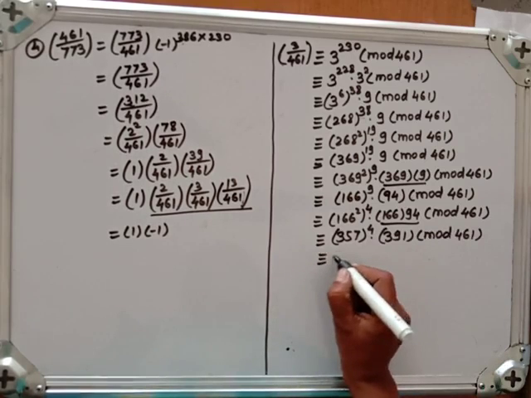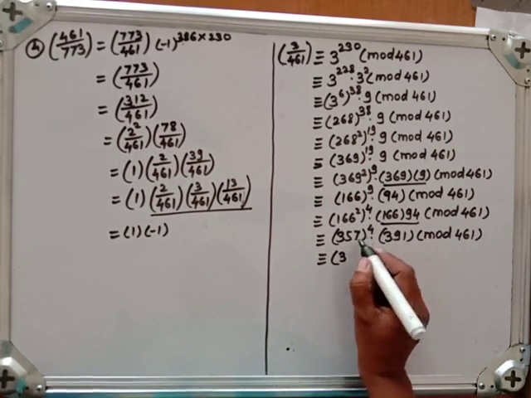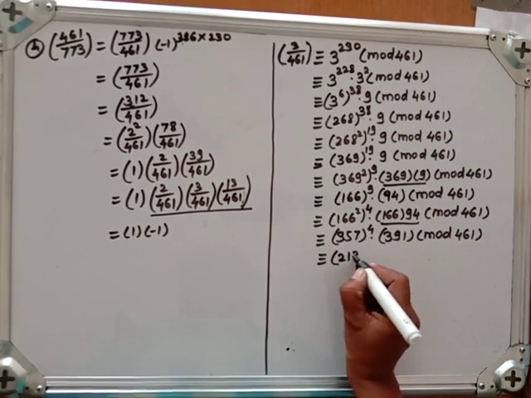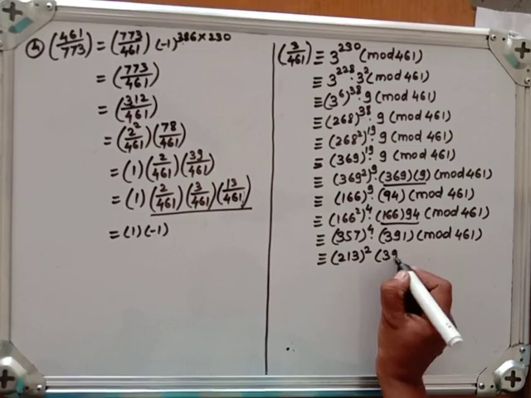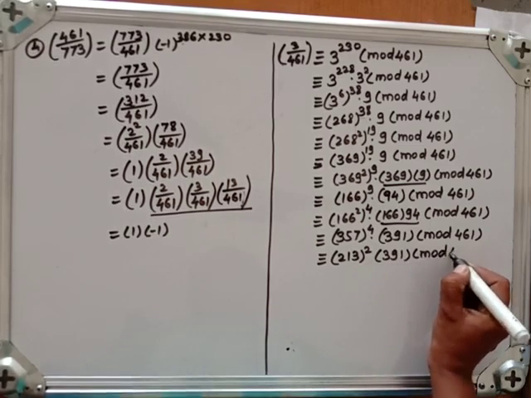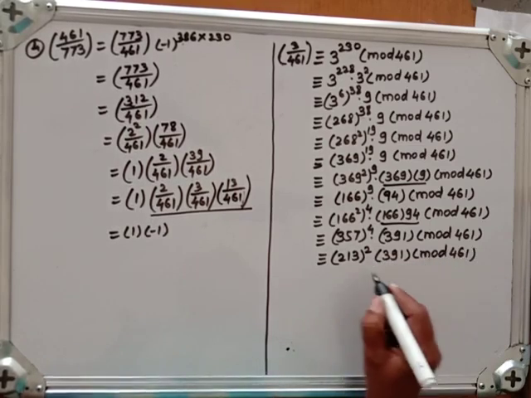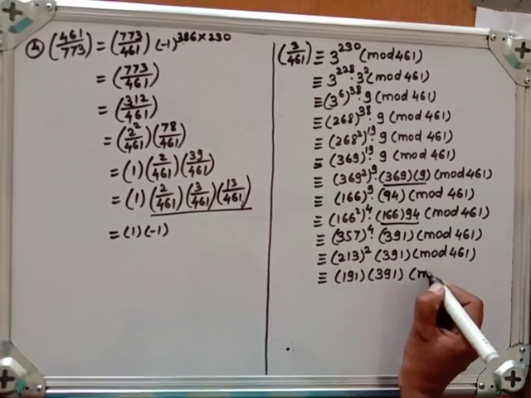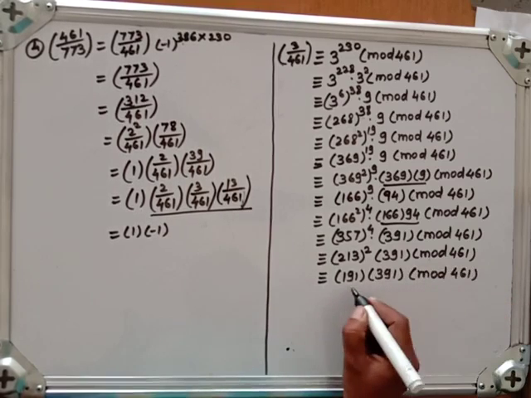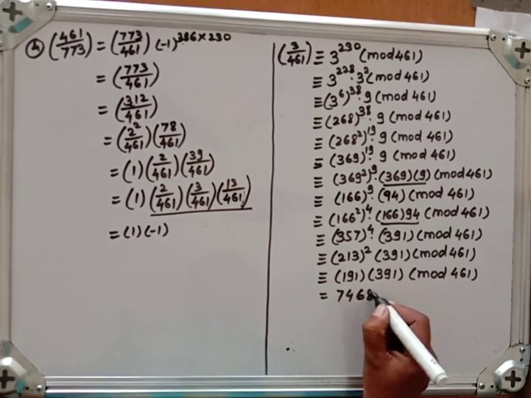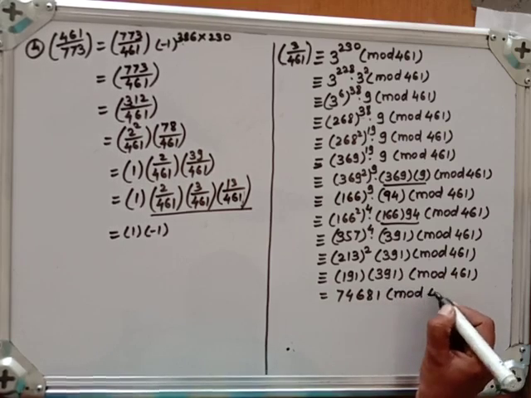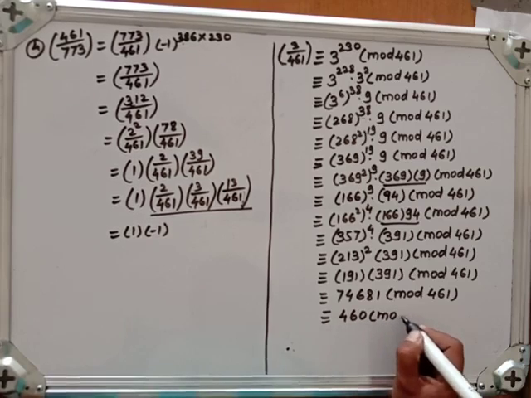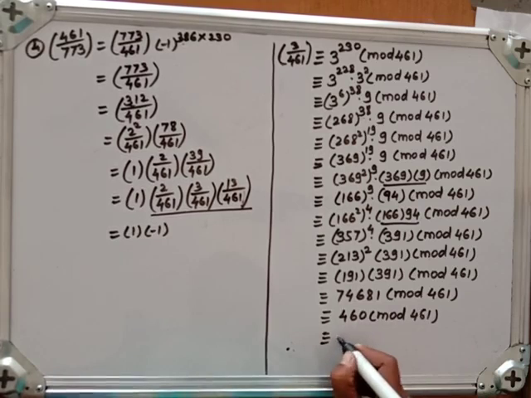461. Now this can be written as 357 square its square. So 357 square modulo 461 will be 213. Okay, and this is 391 as it is modulo 461. Now 213 square modulo 461 it is 191 into 391 modulo 461. This product is 74,681 modulo 461, and that will be again congruent to 460 modulo 461, and that is congruent to -1 modulo 461.